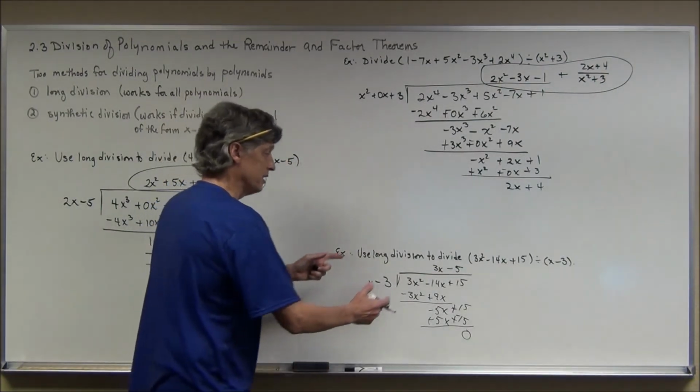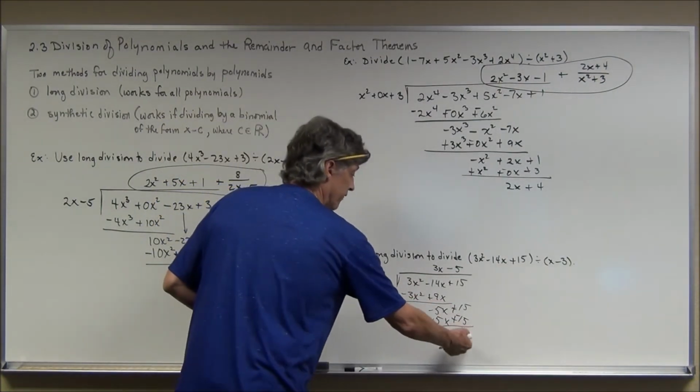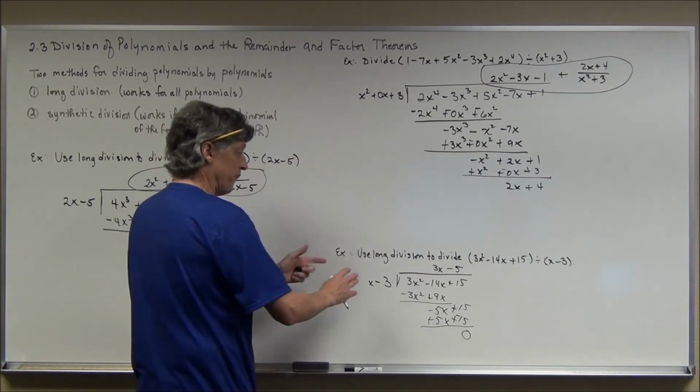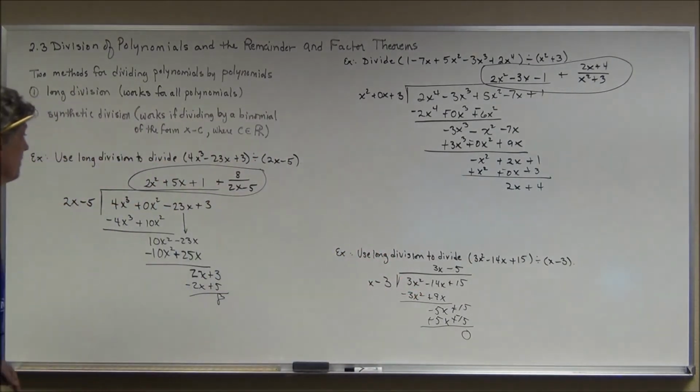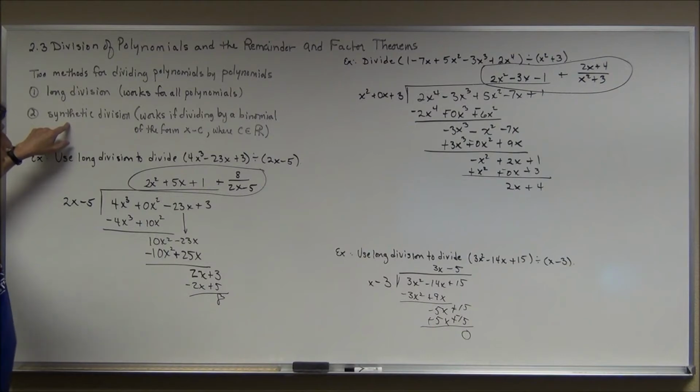Now, the reason I did a simple example is because I wanted to mention the fact that if you have a remainder of 0, it's a factor, and I want to do the same problem again in the next video using what's called synthetic division. Synthetic division is a type of long division. In a way, it's a shortcut.